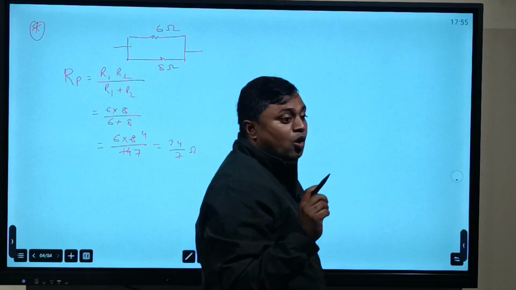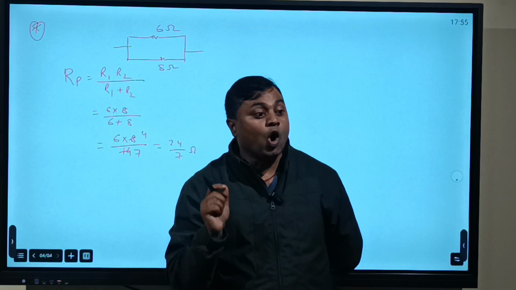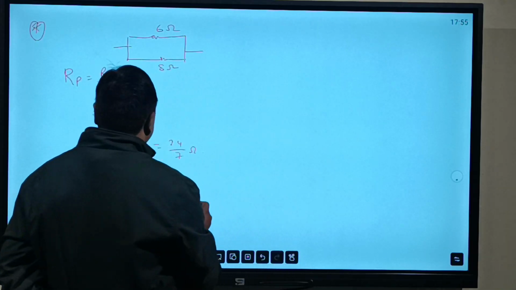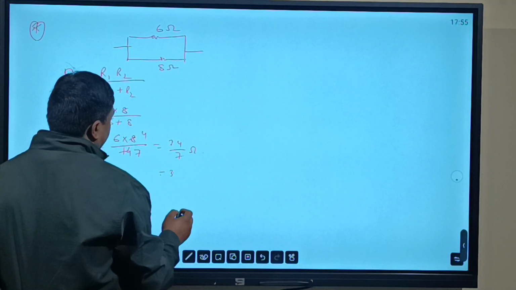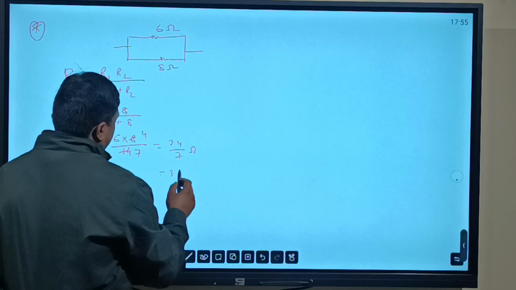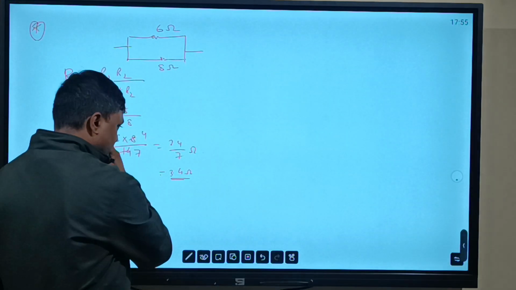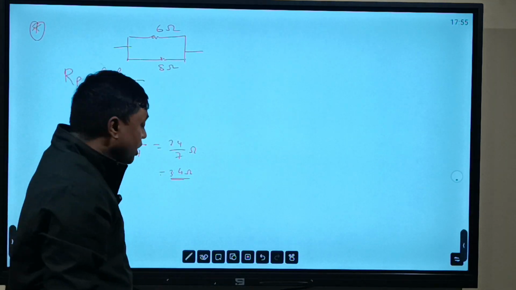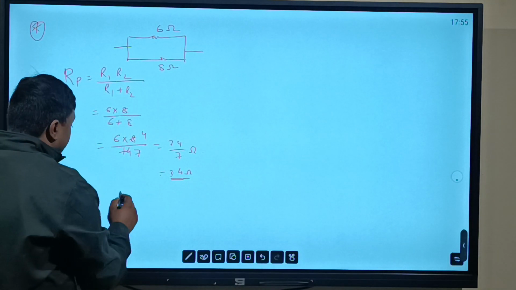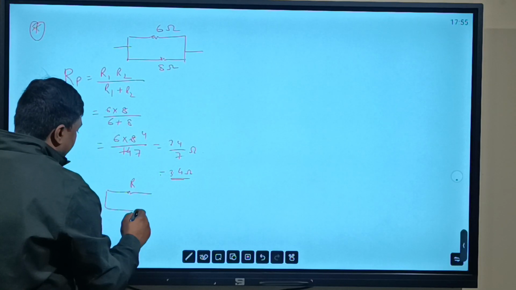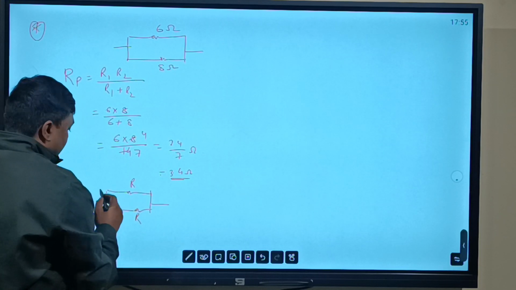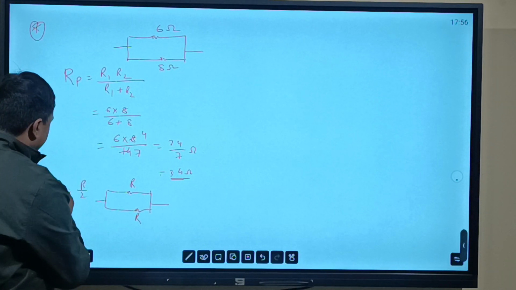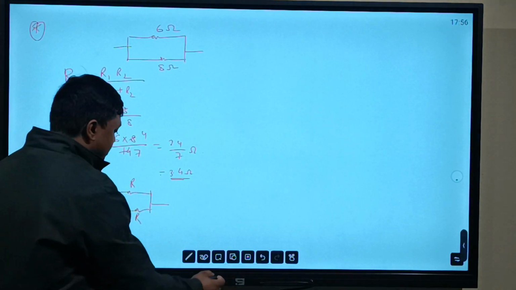Remember one thing: the value of equivalent resistance in parallel will always be less than the values of the resistors connected. So approximately you will get 3.4 ohm. Is 3.4 less than 6 and 8? Yes. What will happen if two equal resistances are connected in parallel? Let's take R and another resistor of value R. Directly you have to remember R equivalent is equal to R by 2.